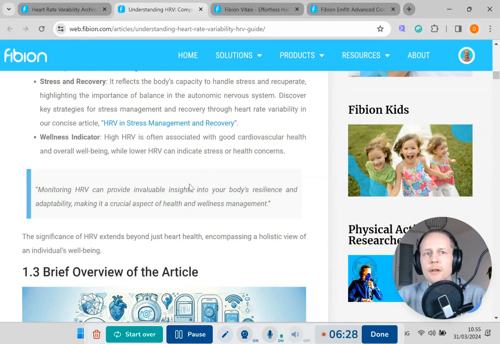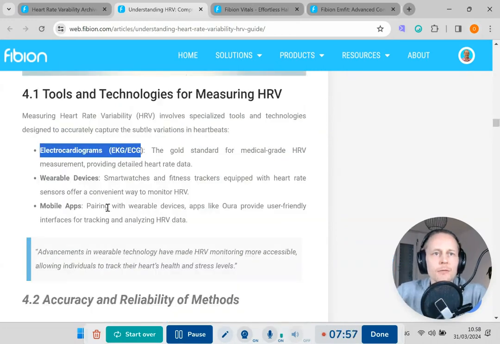So high heart rate variability is often associated with good cardiovascular health and overall well-being, while lower heart rate variability can indicate stress or health problems or both. So then if we look at how heart rate variability was measured in the early days especially, you would measure the full ECG curve, and from there you would detect the R peaks and measure the distance between the R peaks, and you would get the heart rate variability.